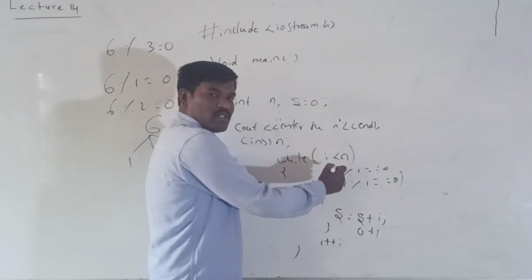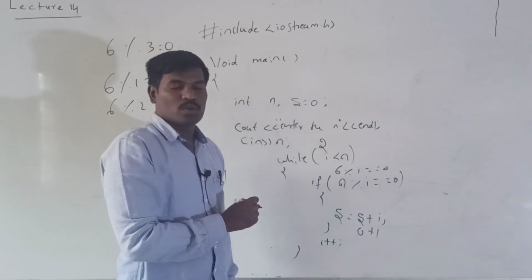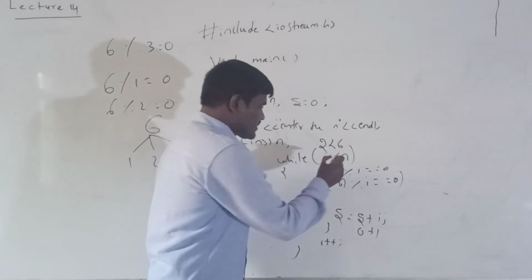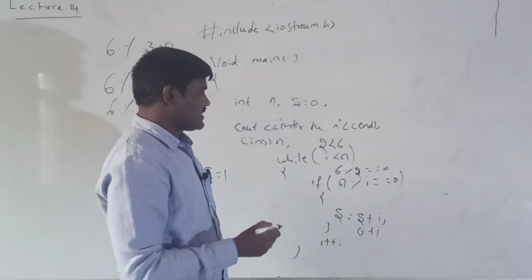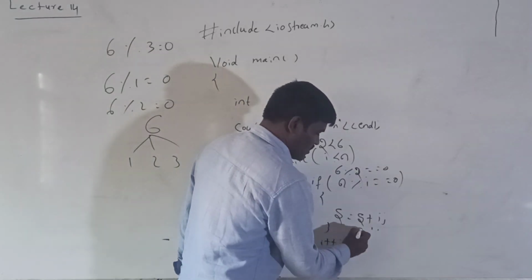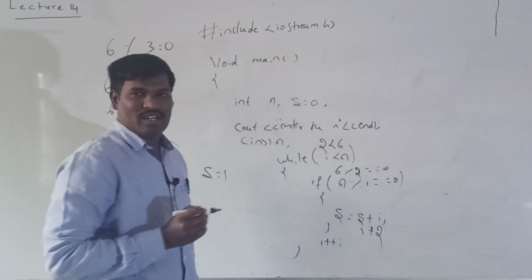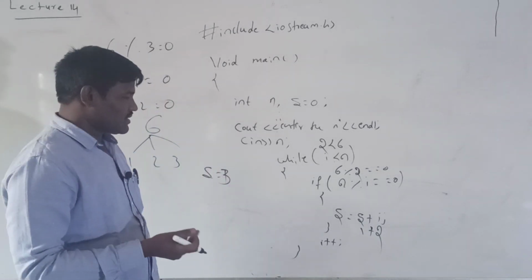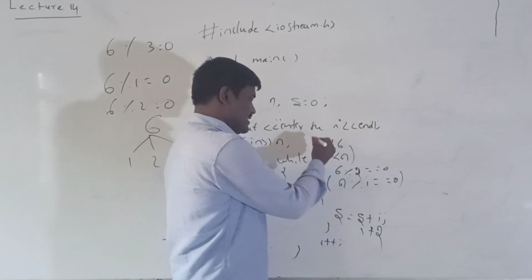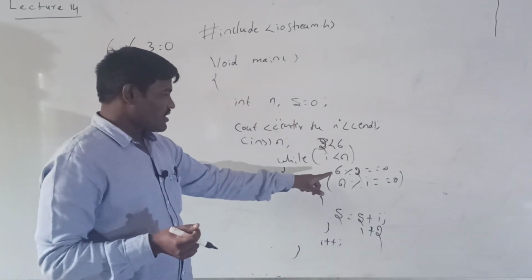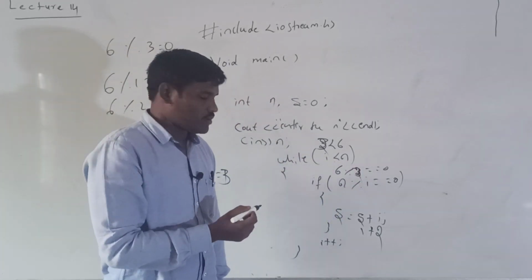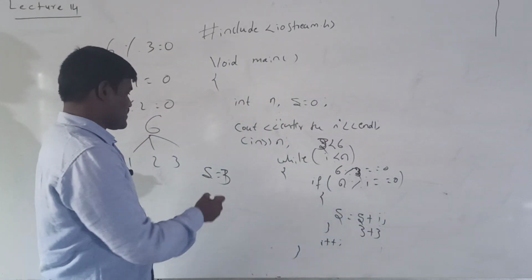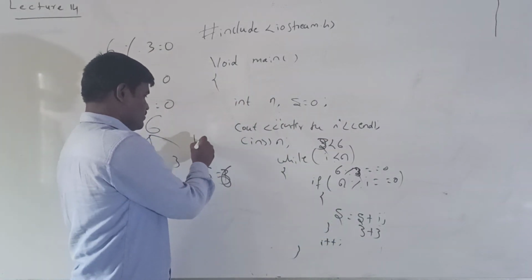Again the loop will continue. The present value of I is 2. 2 is less than 6. Again condition is true. 6 mod 2, again condition is true. S value is 1 plus I value is 2, 2 plus 1, 3. 3 is stored in S. Next I plus plus, I becomes 3. Again loop will continue. 3 is less than 6. Again condition is true. 6 mod 3, again it is 0. Here S value is 3 plus 3, 6. I becomes 4 and S becomes 6.